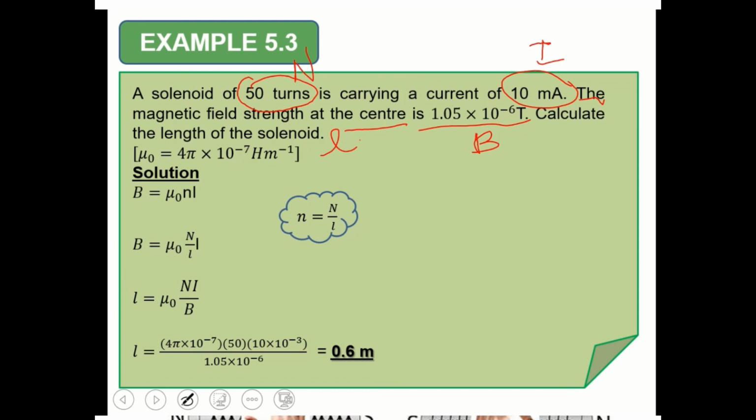Alright, okay, so kita guna formula, you make L as a subject dan kita dapat µ0 sebab dia bagi number of turns. So kita guna formula ni, µ0 N I over B. Alright, so µ0 4 pi darab 10 kuasa negatif 7, and dia 50, current 10 darab 10 kuasa negatif 3. And you substitute the value of B. At the end you will get the length of the solenoid is 0.6 meter.